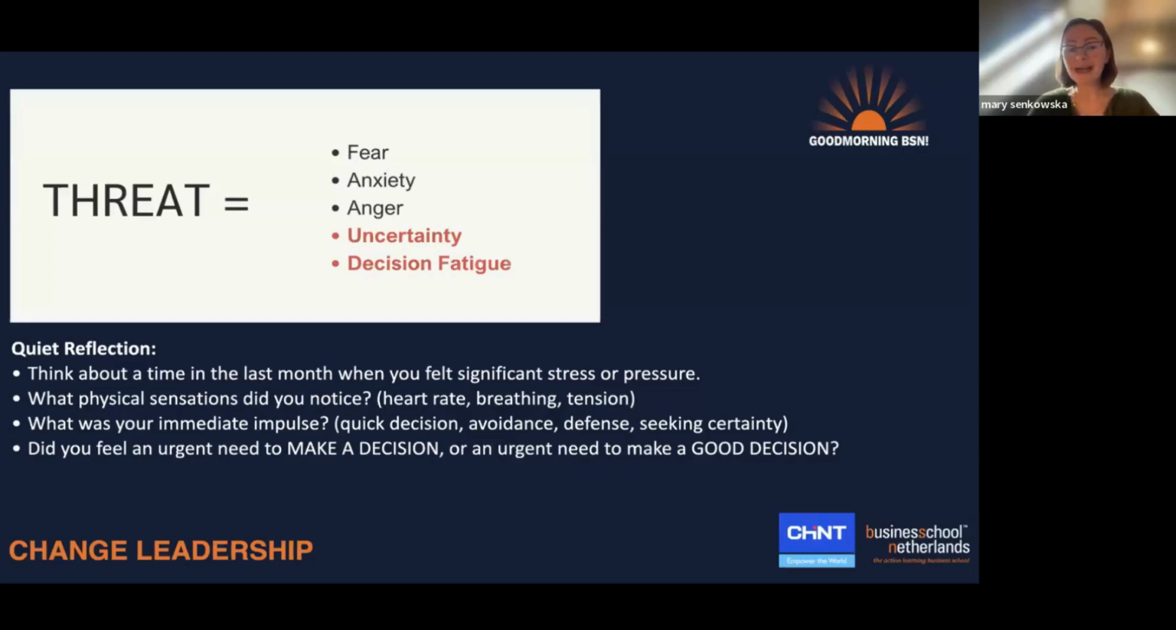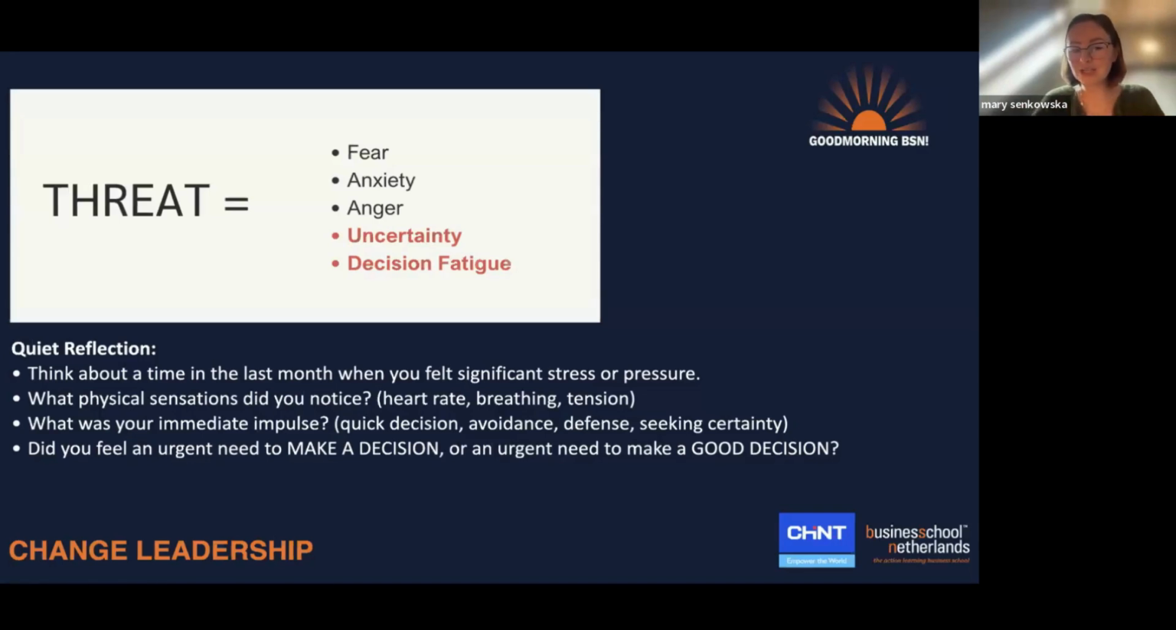These can give you a signal that this is your amygdala speaking, not your CEO, right? It can be the breathing, the tension, the heart rate. And what was your immediate impulse? Quick decision, avoidance, defense, seeking certainty. This is going to tell us what is this reactiveness that our brain by default goes to. And then whether you wanted to make a decision or an urgent or a good decision.